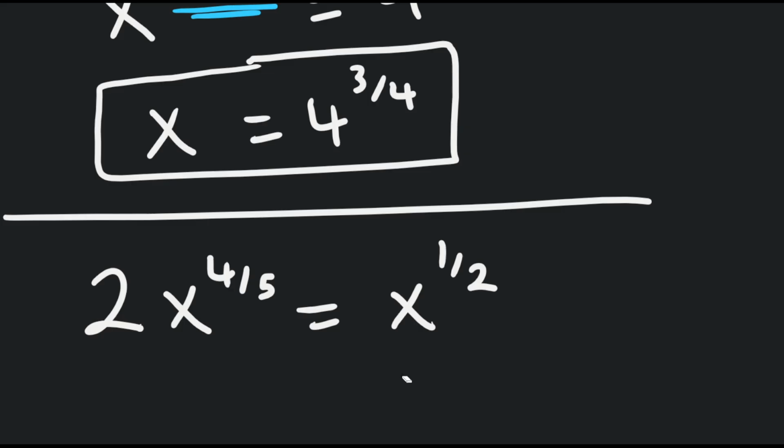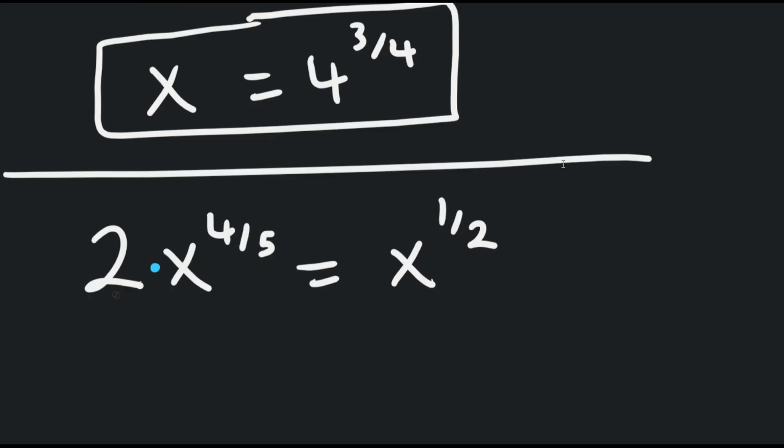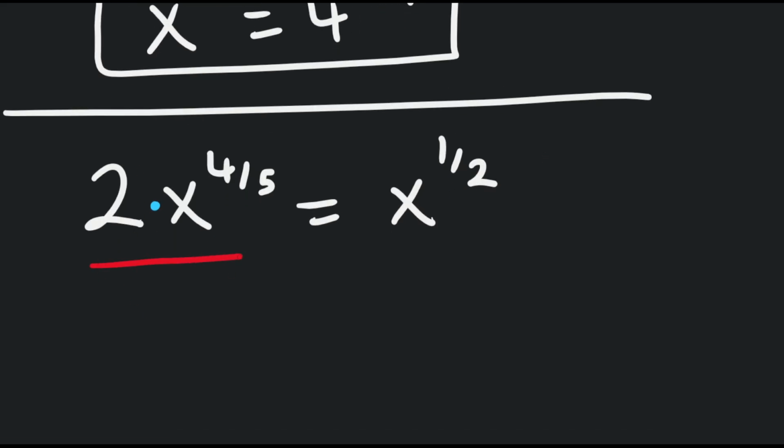So what we want to do is bring both x's to the same side of the equal sign. So let's bring this x right here to the other side of the equal sign. And how are we going to do that? Well, as you can see right here, we're multiplying by x to the 4/5 power. So what's the opposite of multiplying by x to the 4/5 power? That's dividing by that number, x to the 4/5 power. So we can go ahead and divide both sides by x to the 4/5 power.